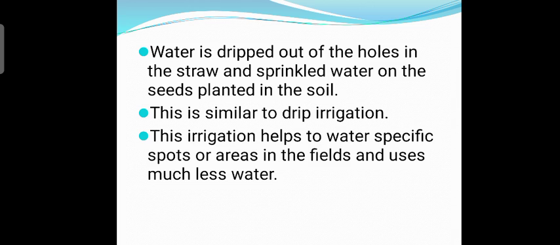Water is dripped out of the holes in the straw and sprinkled water on the seeds planted in the soil. This system of irrigation is similar to the drip irrigation. This irrigation helps to water specific spots or areas in the fields and uses much less water.